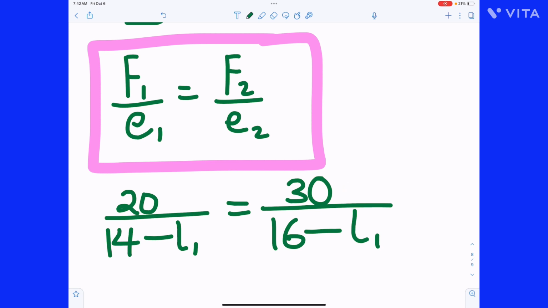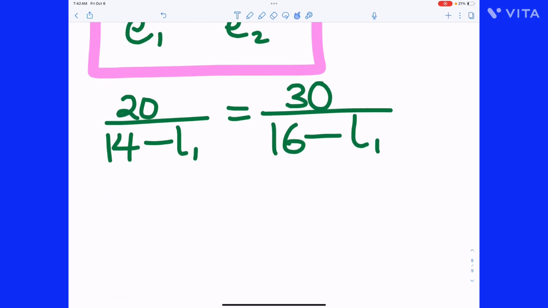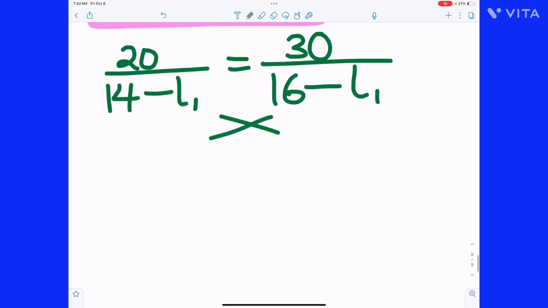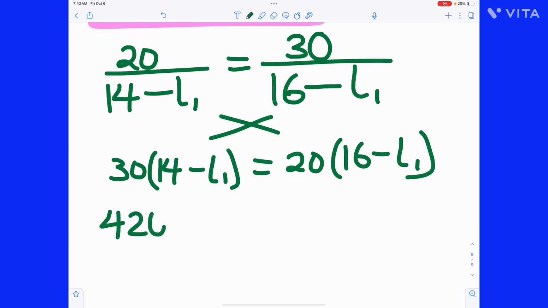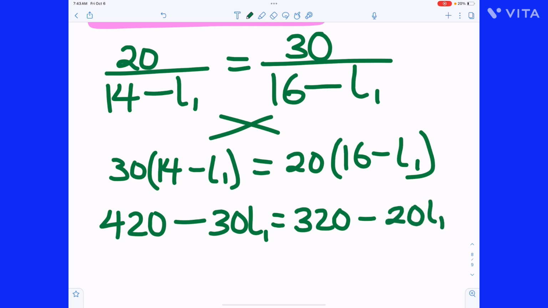Don't forget, the weight is mass times acceleration due to gravity, but g can cancel g. So we can just leave 20 and 30. Can we go ahead now and get the original length of the spring? We do 30 times (14 minus L1) is 20 times (16 minus L1). Can you see that? So this gives me 420 minus 30 L1 is equal to 320 minus 20 L1.